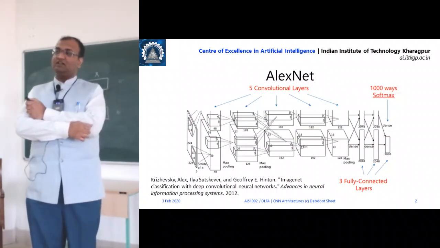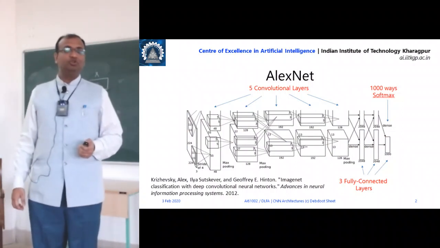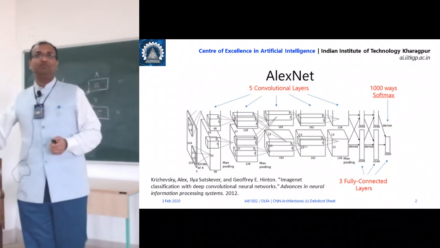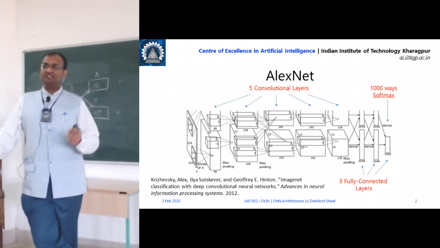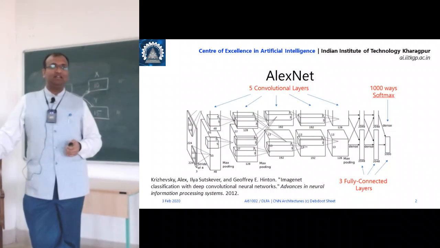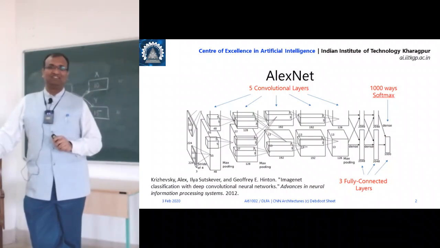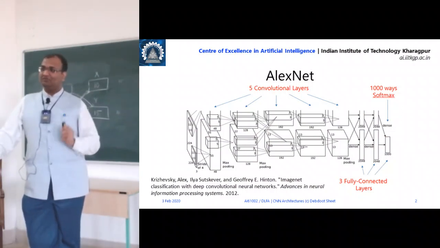And this is where the challenge now comes. How do you visualize a 96-channel 5x5 thing? A 3-channel one is okay, you have RGB. A 96-channel one, how do you visualize? In that case, you will have to play a trick.